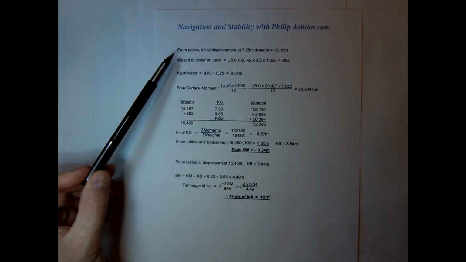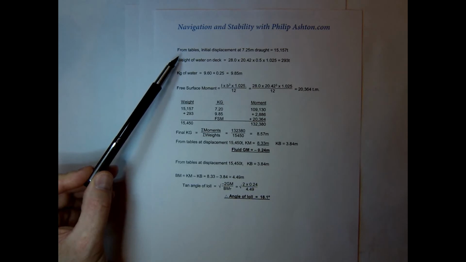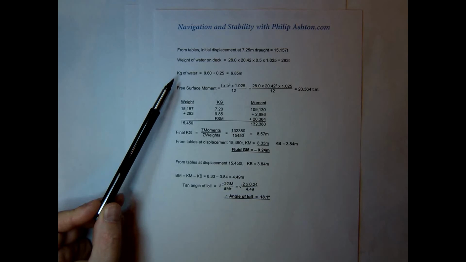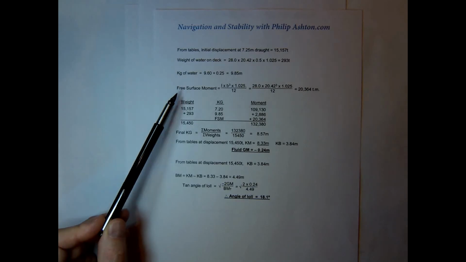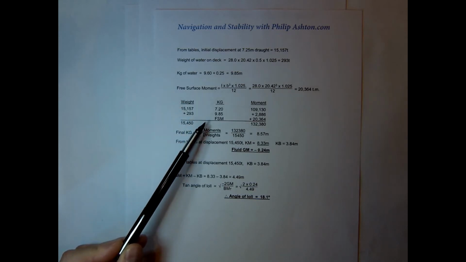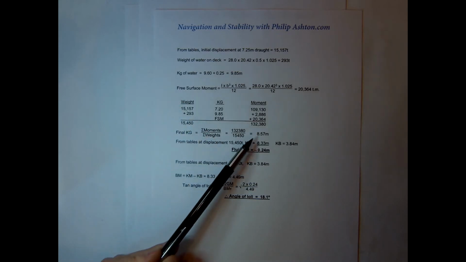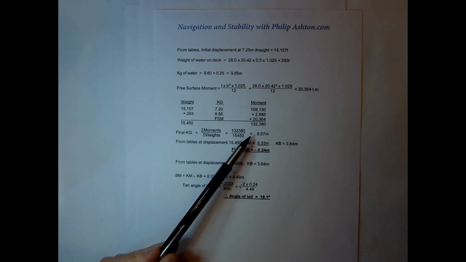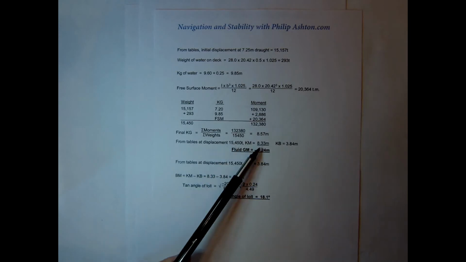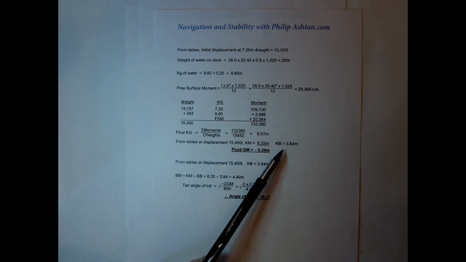We go in the tables at our initial draft to get our initial displacement. Work out the weight of the water on the deck, the usual way. Work out the KG of the water, which we've just talked about, and work out the free surface moments. Then put everything in the table and you can work out your final KG, and it comes to 8.57. Go into the tables at 15450 to get the KM, and at the same time get the KB, because we're going to need that for the second part of the problem.